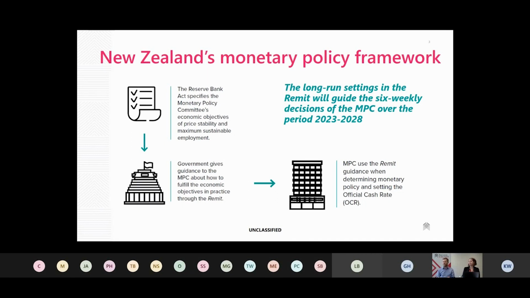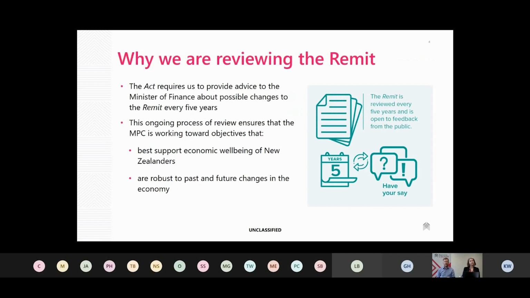And then why are we reviewing this remit? Every 5 years, we're required to undertake a thorough review of this remit. That's just to ensure that this remains fit for purpose and ensures that the Monetary Policy Committee can support the economic well-being of New Zealanders. And this is the first time that we've done this review, as it was a requirement put into the Reserve Bank Act 4 years ago.